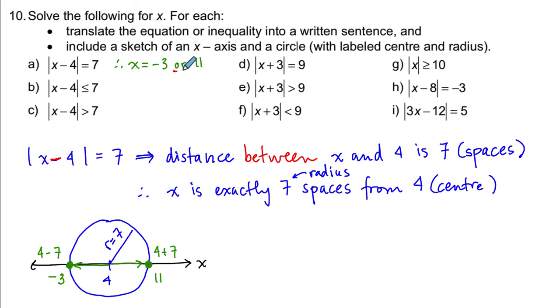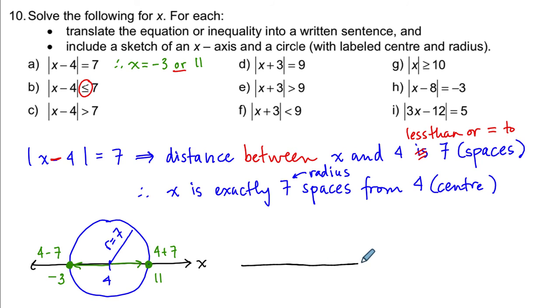Now the word or is really important here because x can't be both negative 3 and 11 at the same time. As part of our communication of our thinking and our logic and reasoning, we will use the right word. In this case, it's or. In part B, we have a slight variation on the first question, and we have a less than symbol instead of a pure equal to, and we also have an equal to. So now we write that the distance between x and 4 is less than or equal to 7 spaces.